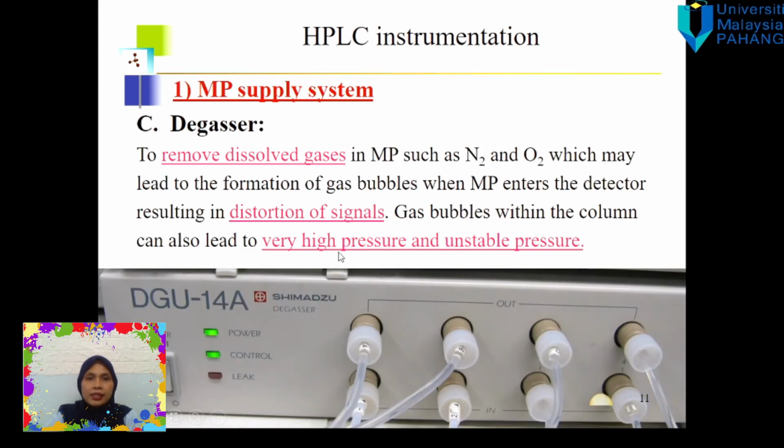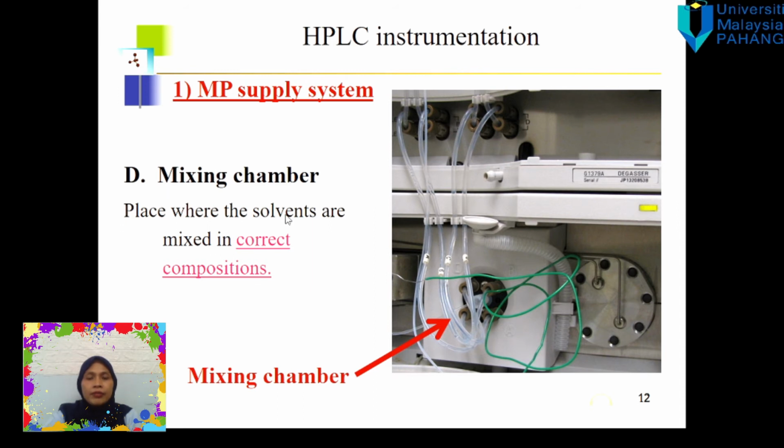Next is the degasser. Why do we need to degas? To remove dissolved gas in the mobile phase, such as nitrogen and oxygen. Why do we need to remove the dissolved gas? Because it will distort the signals, and it can also cause high and unstable pressure through the HPLC system. After all precautions have been taken, it is ready to go to the HPLC system, and the mixing chamber will mix all the solvents with the correct composition set up in our software.